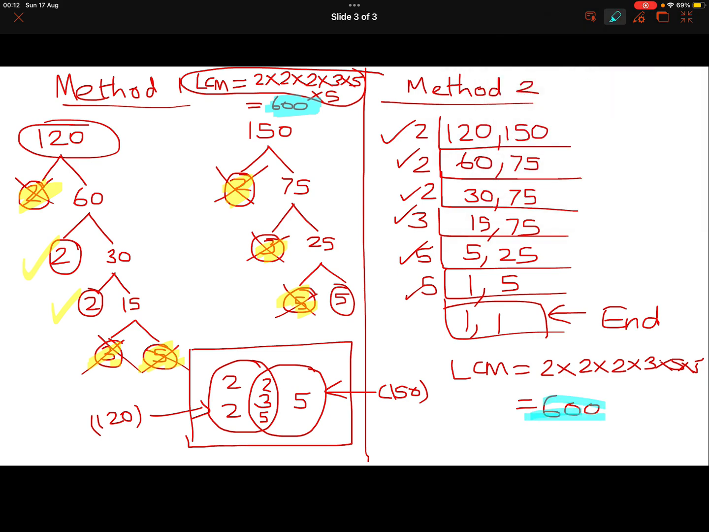So it's up to you guys to decide, but here you go. You've got 2 different methods that you can use to find the answer for this kind of question.